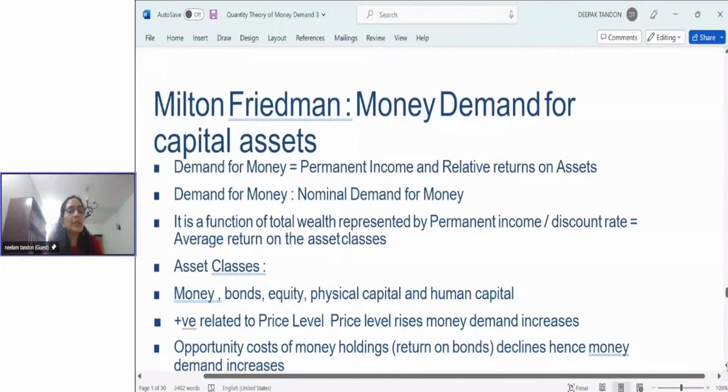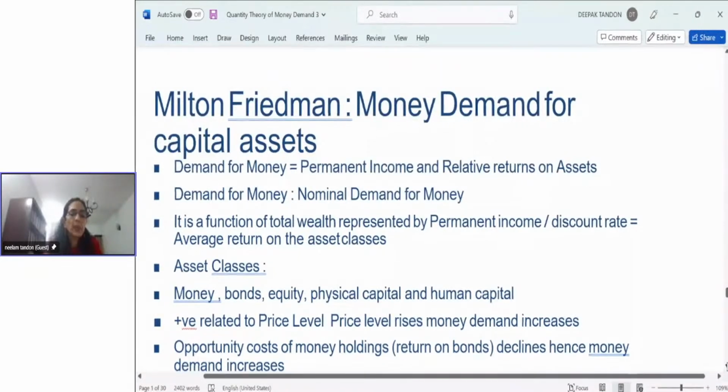So Milton Friedman said that demand for money is not based on nominal income, but it is based on permanent income. Permanent income is the income which not only comprises your nominal income, but also comprises expected gains, or expected income, or expected returns which you get through these categories, which can be money.